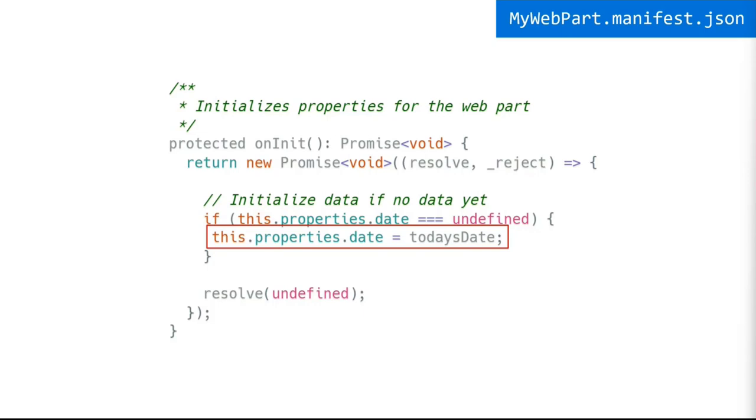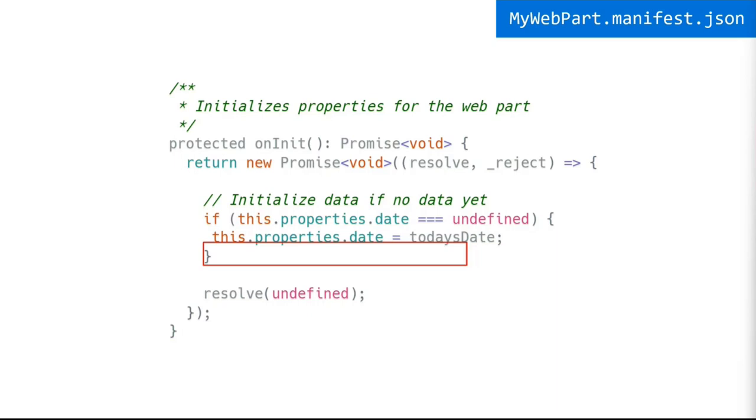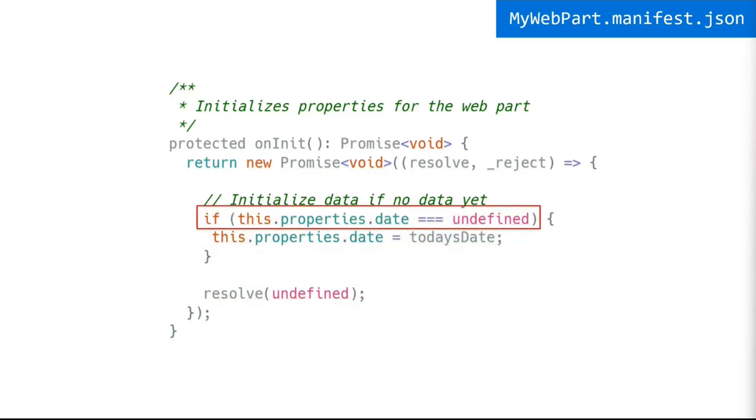Now, for the purpose of the demo, I pretend that I already had a variable called today's date, which had today's date. Now, you probably want to make sure that you verify that your properties are undefined or they're valid. So right here, you probably want to make sure that before you overwrite the setting, that you always make sure that it's undefined. But you could also do this.